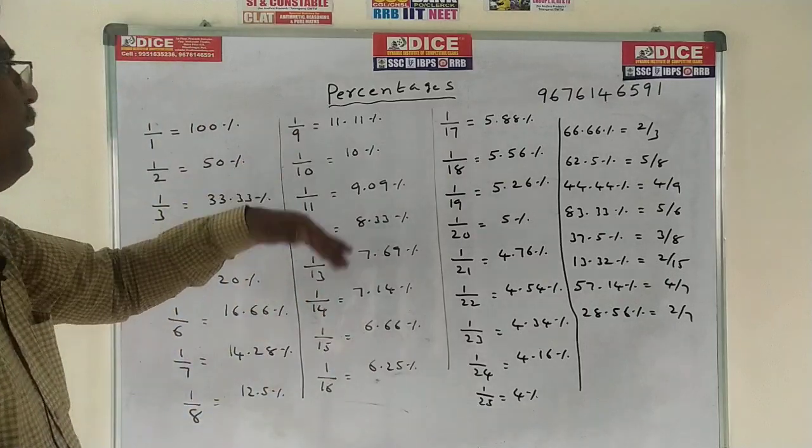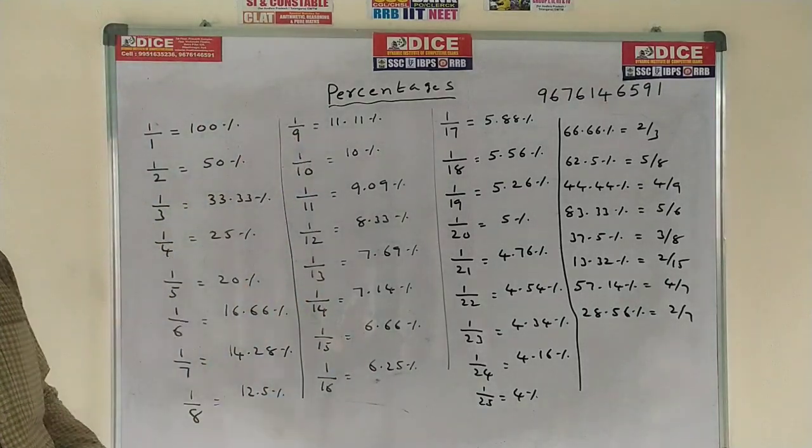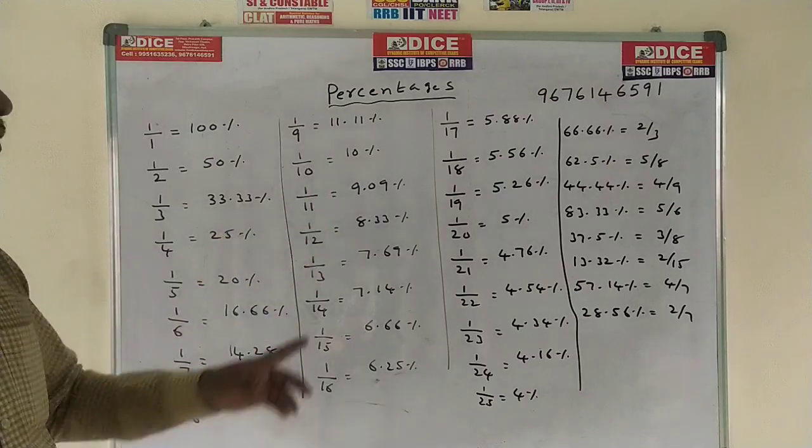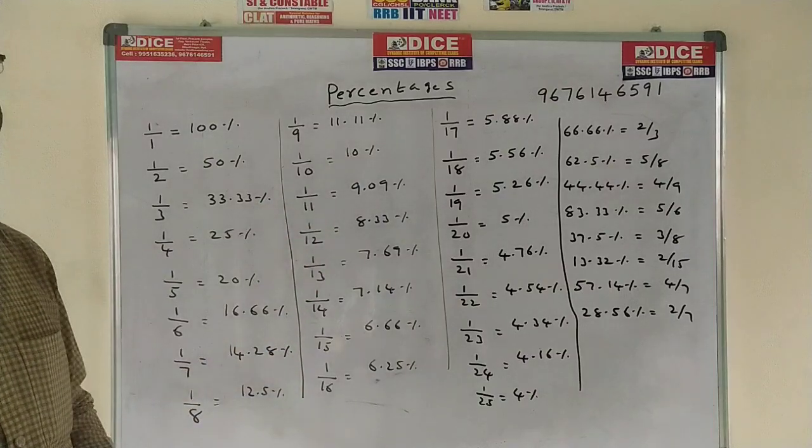If you know all these values, 1 by 9 is nothing but 11.11%. 11.11 is nothing but 1 by 9 only. So 9.09 is nothing but 1 by 11. If you know all these values, it is very easy for you.